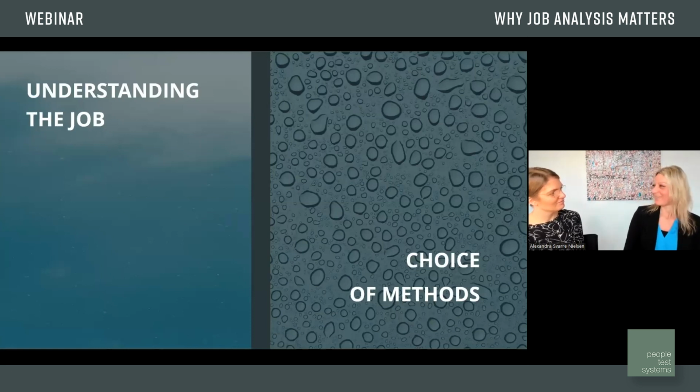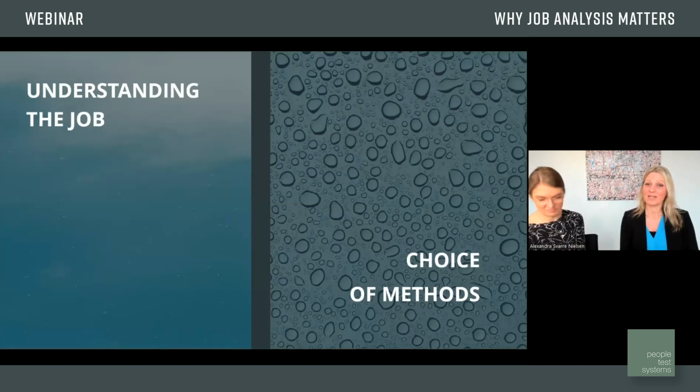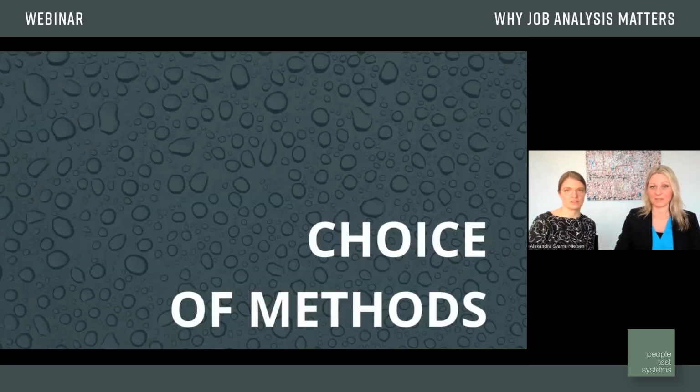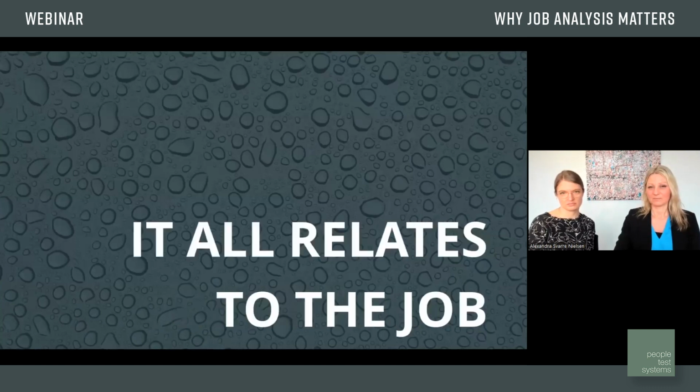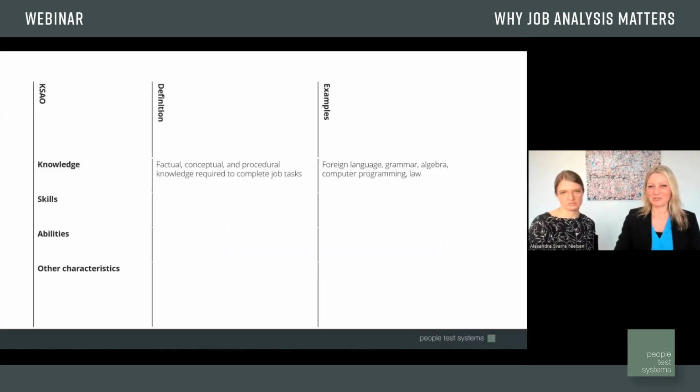Yeah. And now, choice of methods. So that was about understanding the job. Let's move on to the methods, really. It all relates to the job. So here we're coming back to the case house. Let's talk about what it actually means. So Helena just introduced you to the case house here, but let's put some words to it.